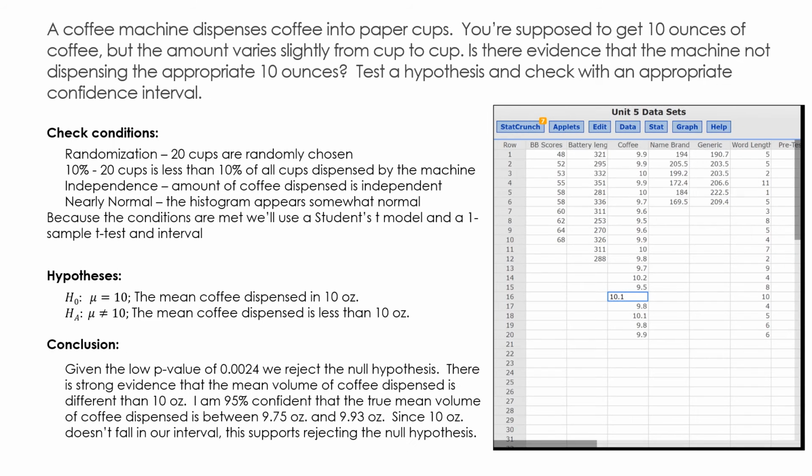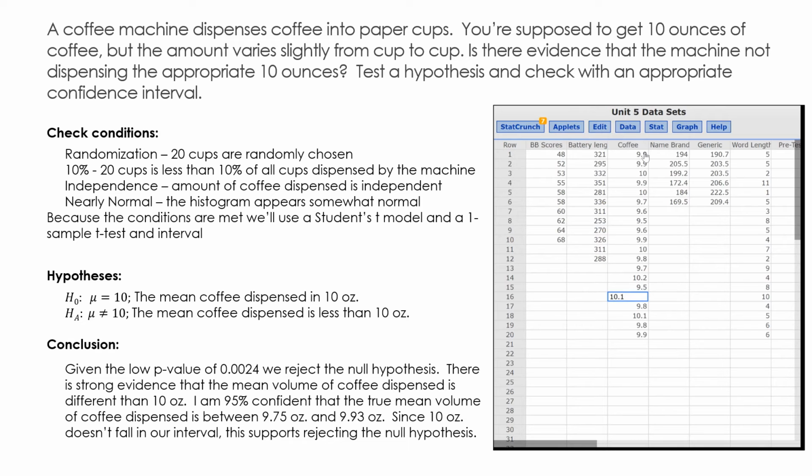Again, let's look at our second example. This one I actually need a data set in StatCrunch for. It says a coffee machine dispenses coffee into paper cups. Are we dealing with a difference in the 10 ounces we expect? I check the conditions, and these are the conditions for a means question because we're looking at the average amount of coffee, not a proportion. So I check my conditions, they all work out.